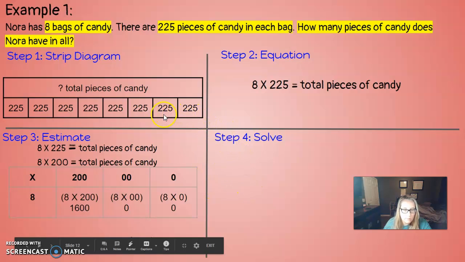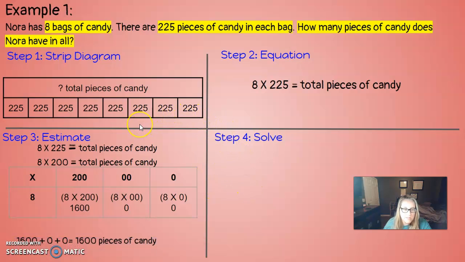Now remember, what I'm going to do after that is I'm going to actually solve all of these. That's where the partial products comes in, because this is partially what I'm doing. So I'm going to do 1,600 plus 0 plus 0. Well, whenever I add things plus 0, the number is going to stay the same. So I know my estimate is going to be close to 1,600. So when I solve, I'm going to see if it's close to that number.